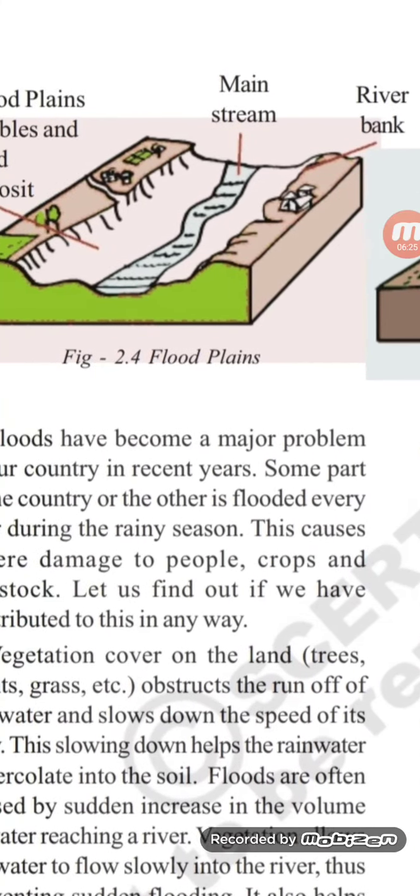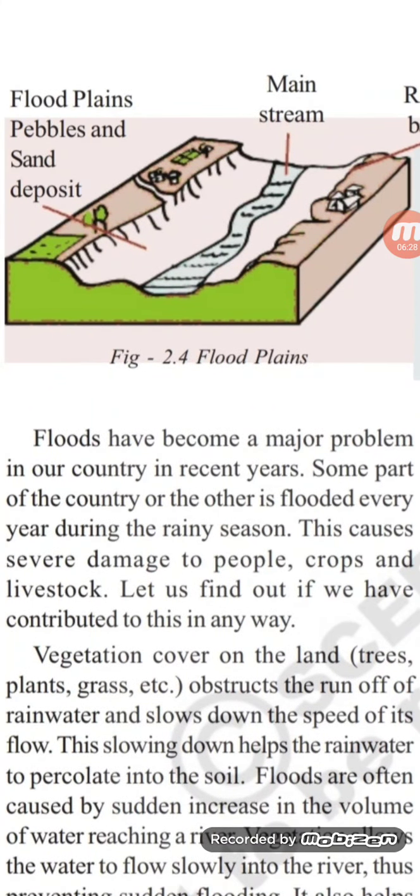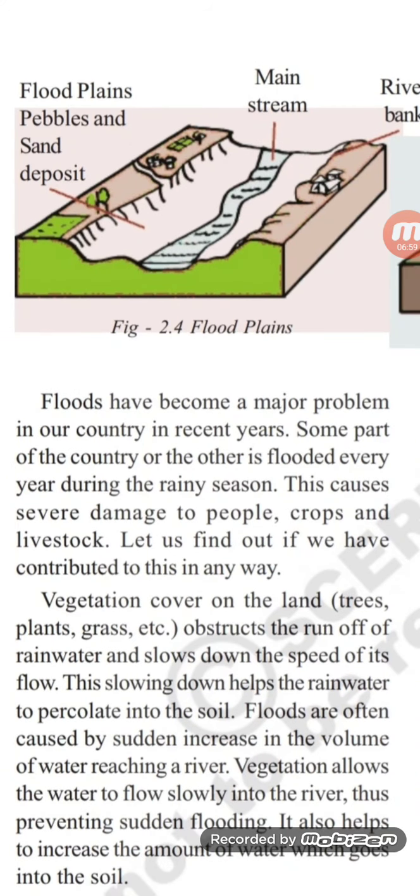See here, we can see the main stream of the river. Both sides it has high banks. In the middle the main stream will be there. This valley is filled up with sand and gravel. You will notice there won't be trees. This is because every year when it rains heavily, this valley is filled up with water, which doesn't allow permanent trees or plants to grow here. This treeless bed is called floodplain.